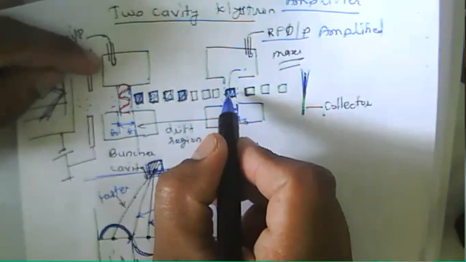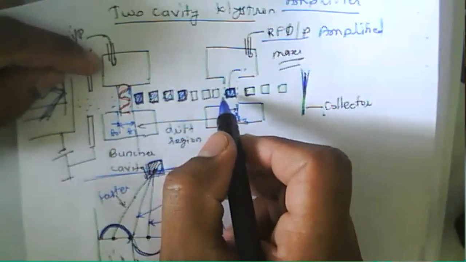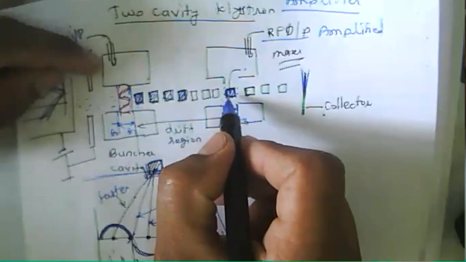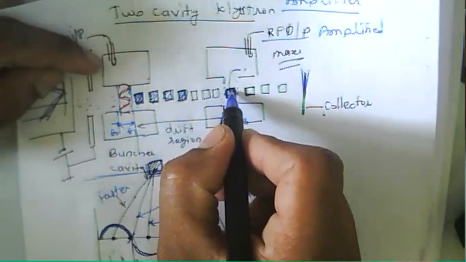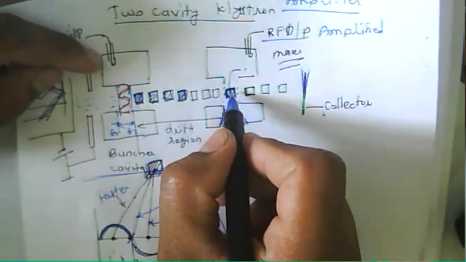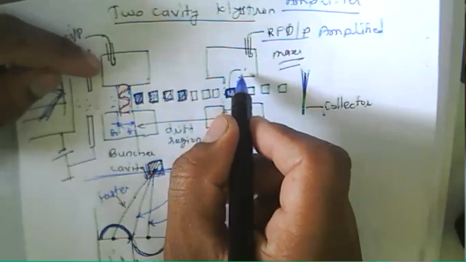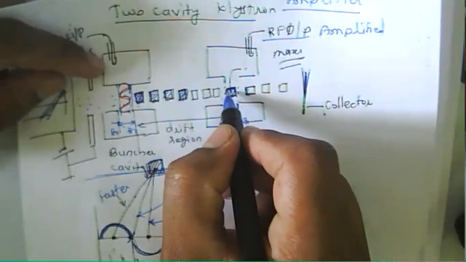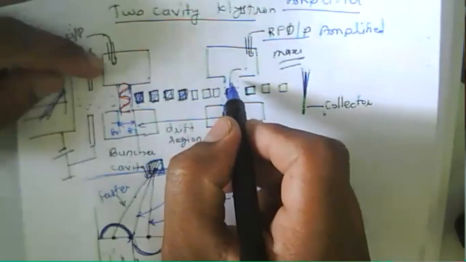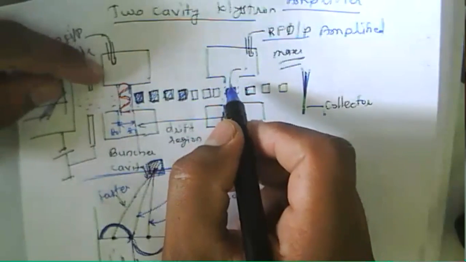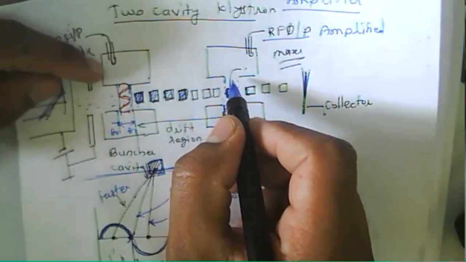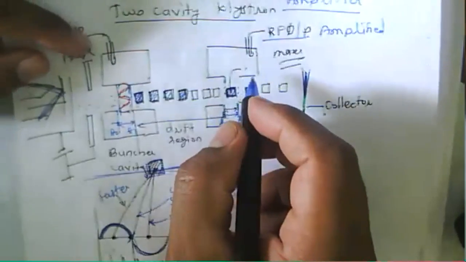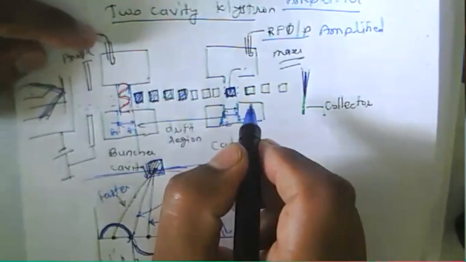Now when it reaches the catcher cavity, what happens? When it reaches the catcher cavity, this electron releases its energy, that kinetic energy, to this RF field. Means what happens here? They provide the kinetic energy to the RF field. So that's why you can say that energy is given to the RF field. So that's why amplification of that RF signal takes place here.